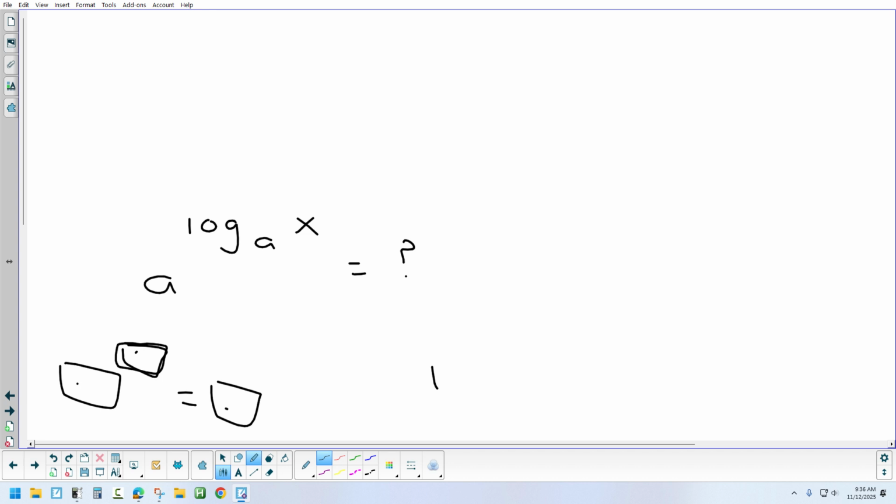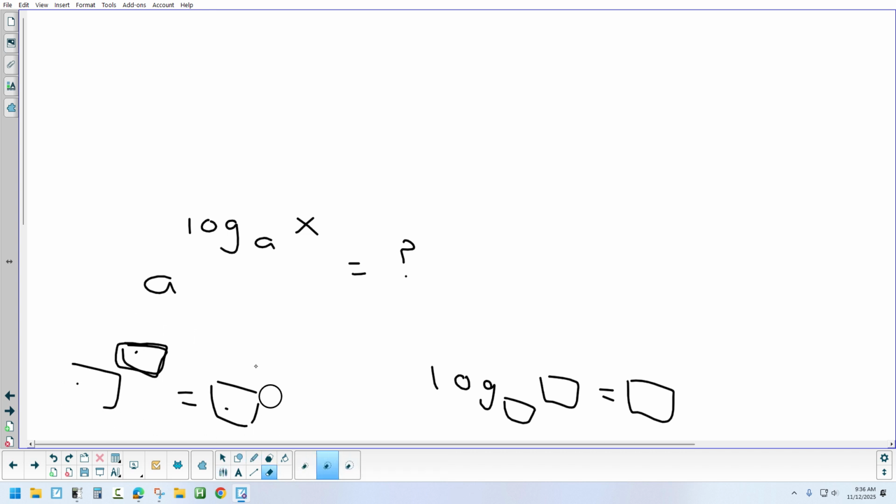Log would have to look like this. We'd have a log, a base, an argument, and then something on the other side. That's log form. That's exponential. So since that's exponential, let's rewrite it in log form and see what happens.